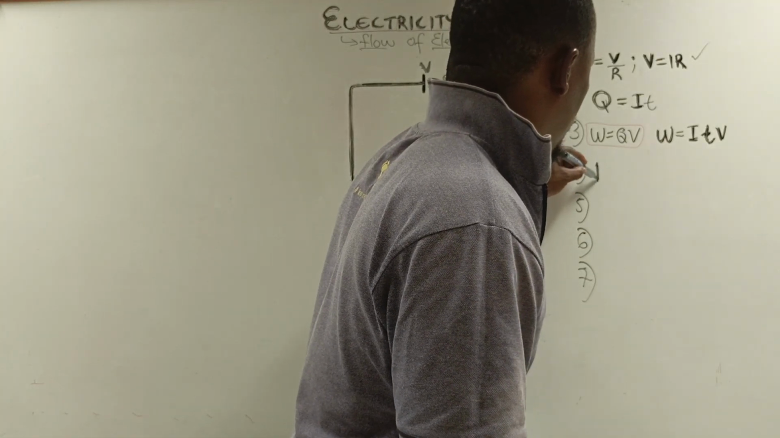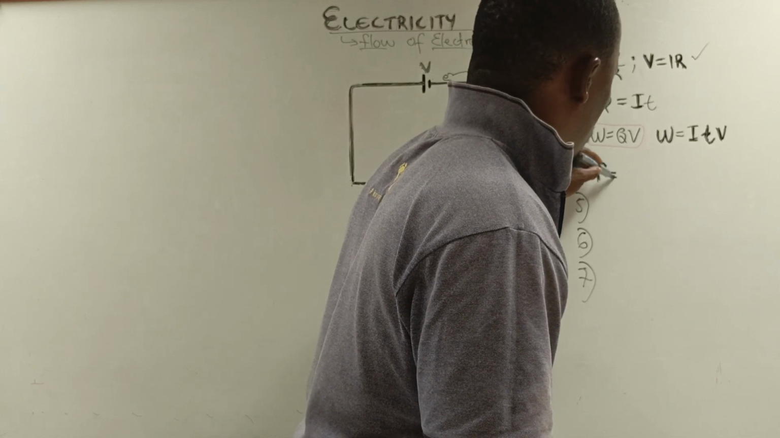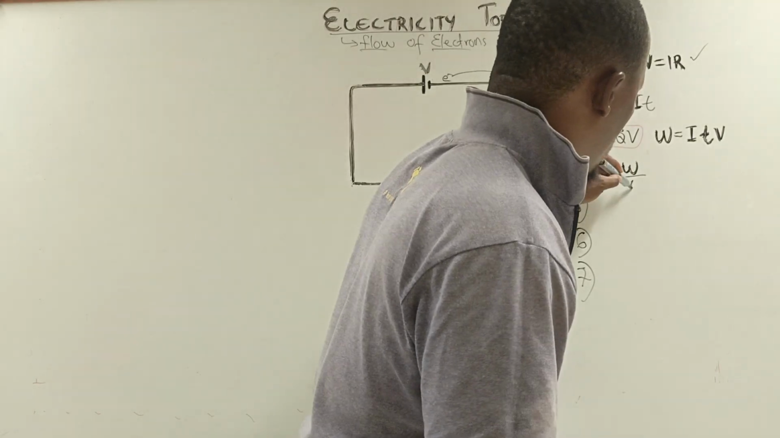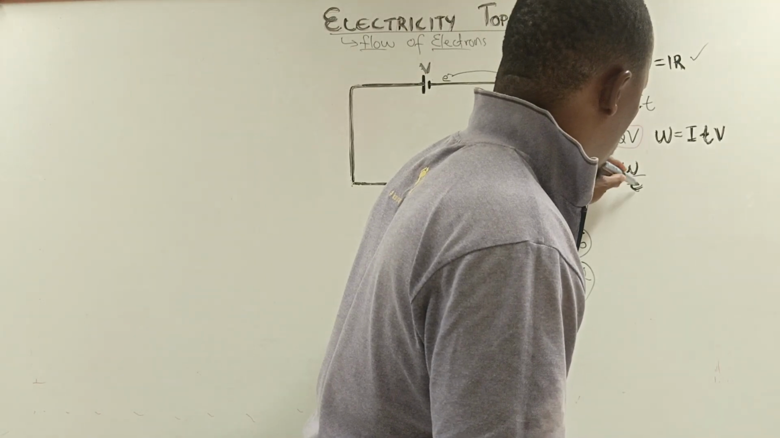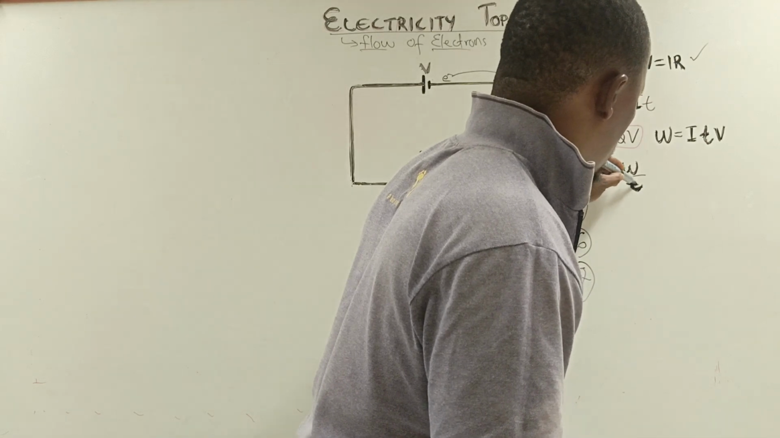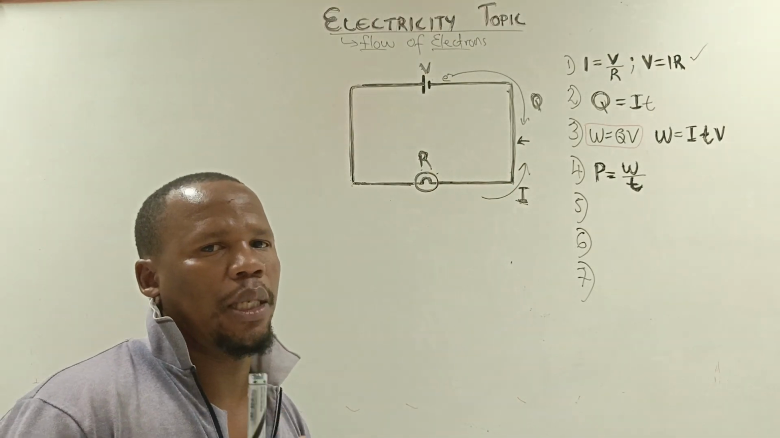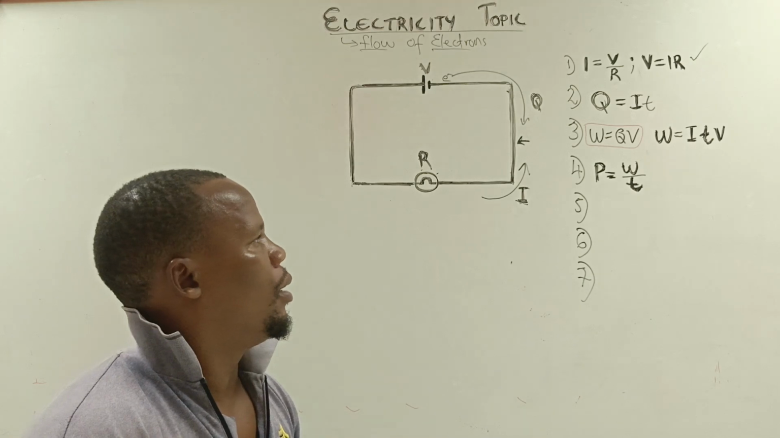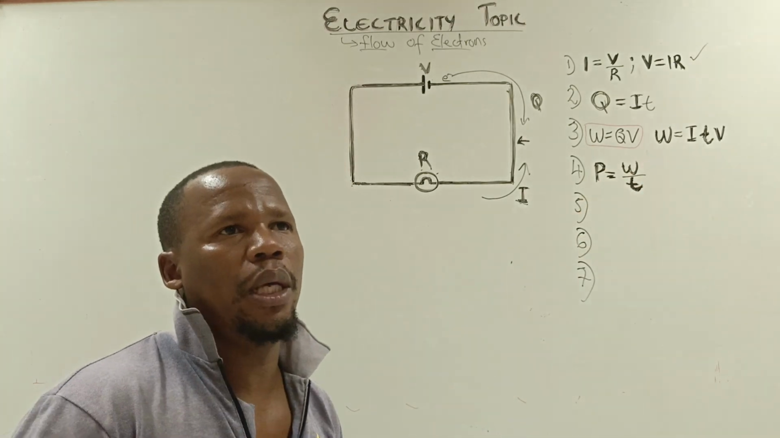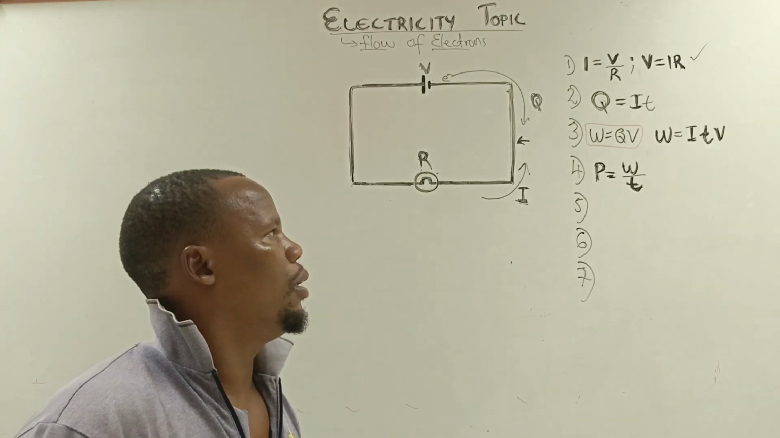One formula is very famous, it's very common. Power is equal to the amount of work done over time. Power equals the amount of work done per time. It tells you how much work you have done in how much time.